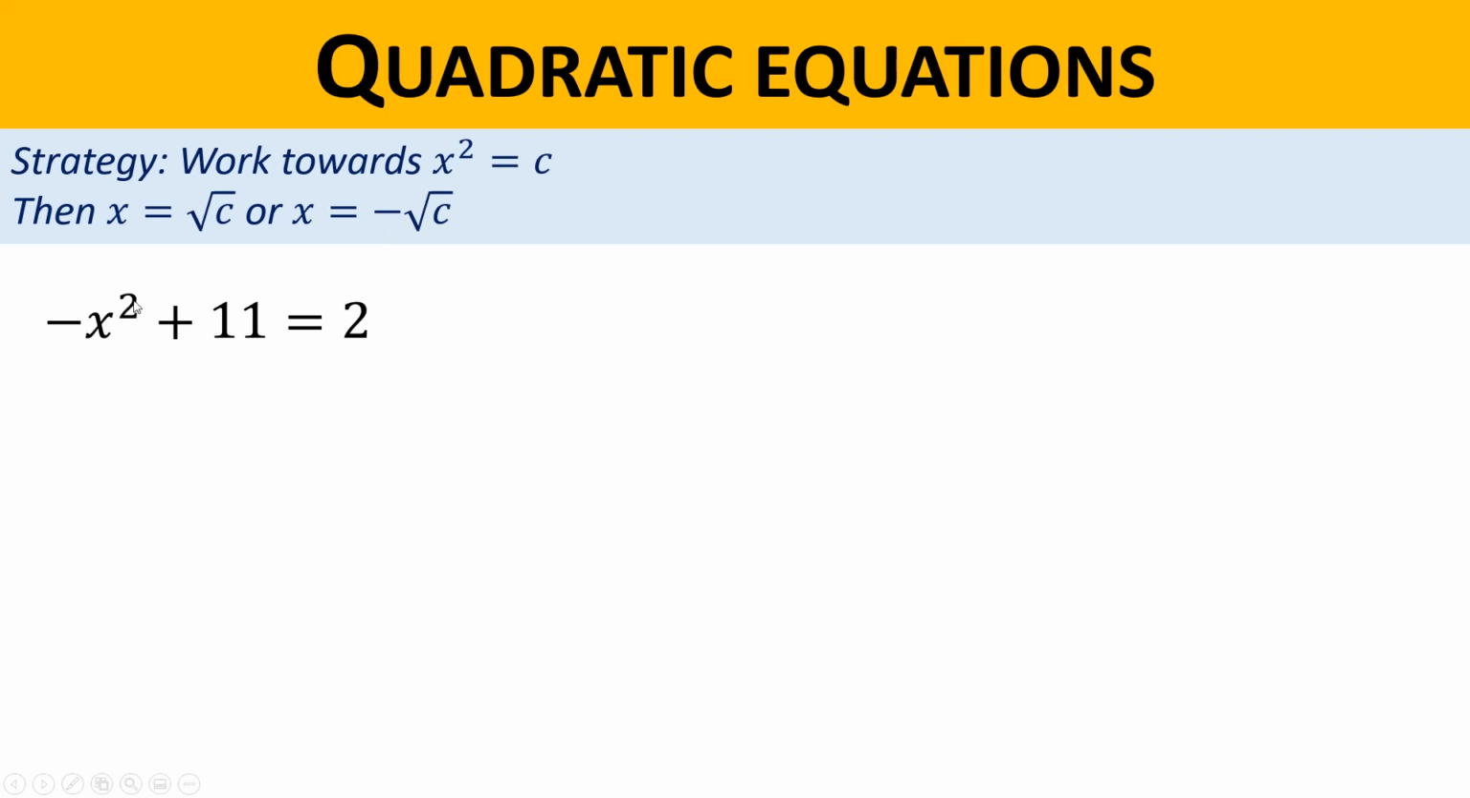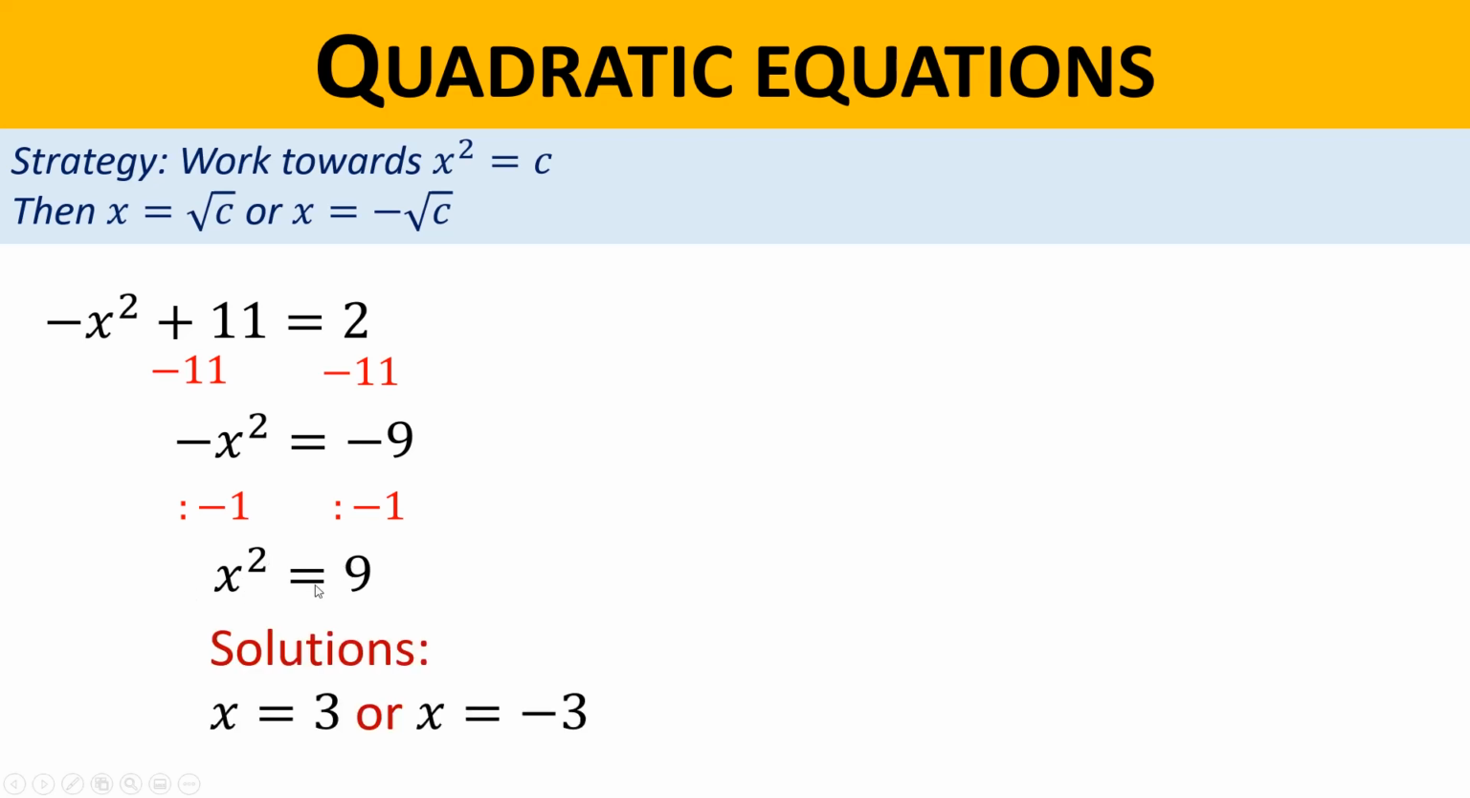Negative x squared plus 11 equals 2. We want just x squared on the left-hand side, so we get rid of this 11. So we subtract 11 on both sides. This becomes 2 minus 11 is -9. This remains the same, so we get negative x squared is -9. Now we want to get rid of this negative sign here. So we divide by -1 on both sides. And then we get x squared is 9. So there will be two numbers that fit. 3 squared is 9 and -3 squared is 9. So our solutions are x is 3 or x is -3.